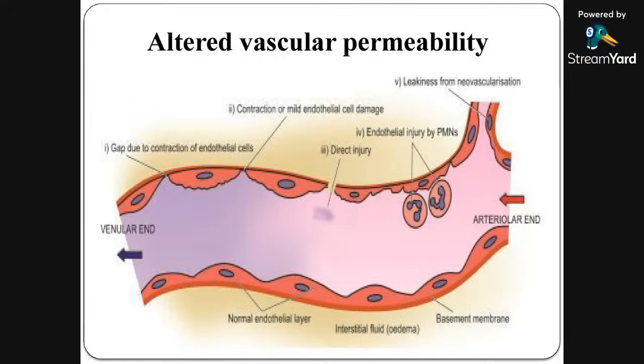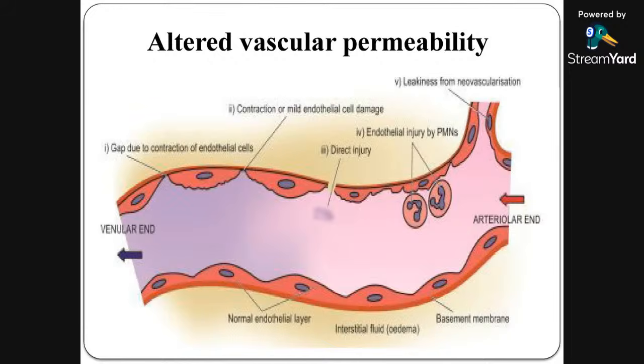Diagram showing vascular permeability and the mechanism of vascular permeability. The mechanism consists of the following points. First, contraction of endothelial cells. Contraction of endothelial cells develops temporary gaps between them. This response begins immediately after injury. Contraction of endothelial cells affects venules and capillaries.